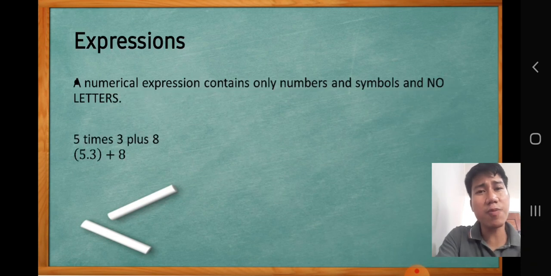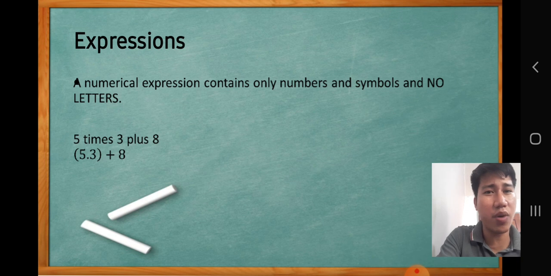A numerical expression contains only numbers and symbols and no letters. When we say numerical expression, numbers ra jud siya, walay letters or variables. So for example, 5 times 3 plus 8. That is considered as numerical expression.